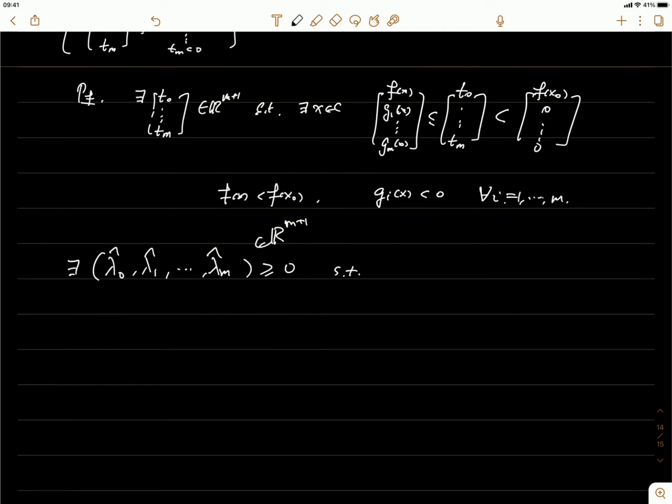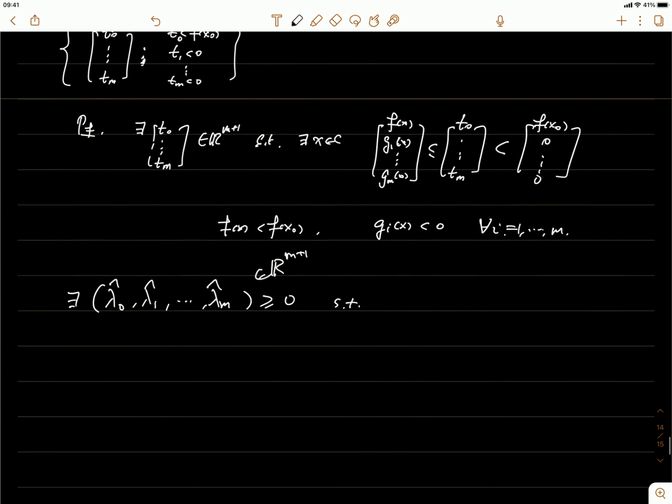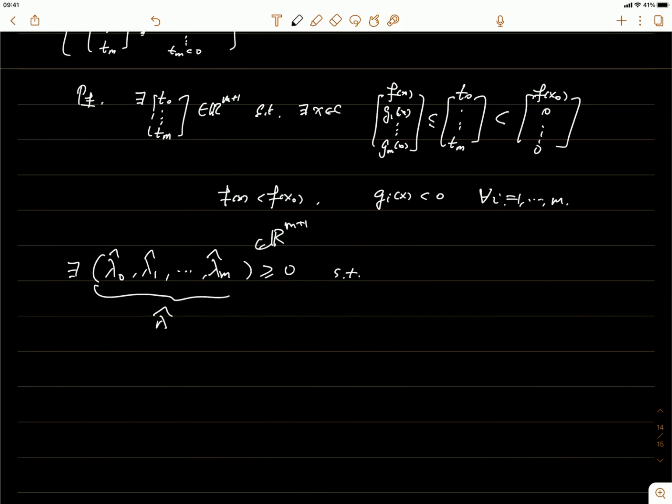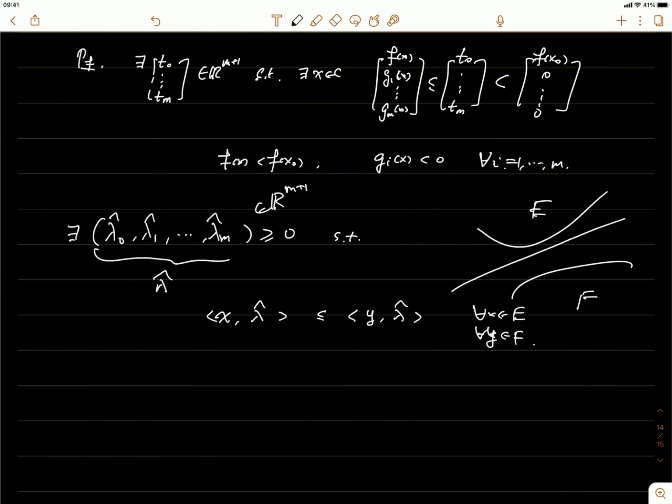Such that these two sets are separated, meaning that if you take the inner product of this lambda vector with any point in E, say x, it is less than or equal to the inner product of y with lambda, for any x in E and any y in F. Right? So like you have these two sets which are both convex. This is E, this is F, and then you have a separating plane. And this lambda tells us the direction of the separating plane.